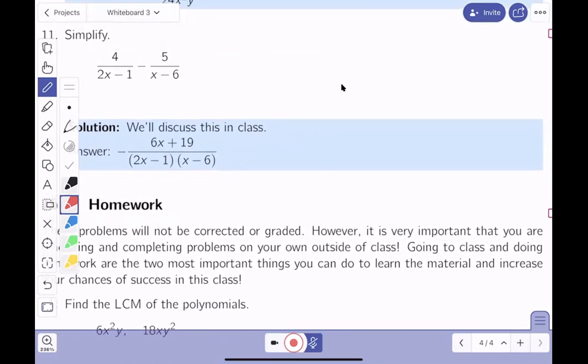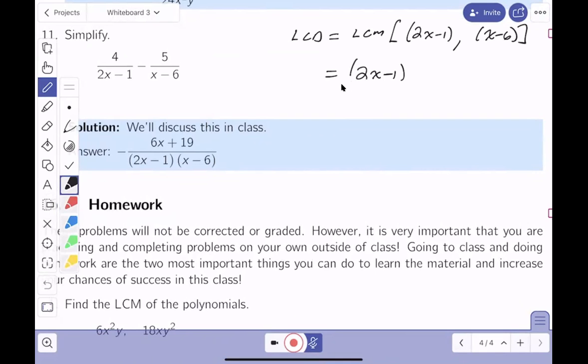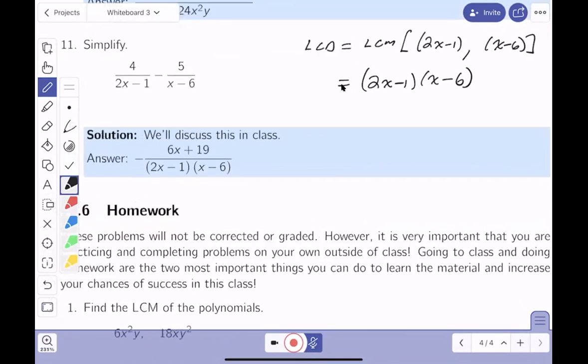All right, so let's put this down. We want the LCD. What's the LCD? The LCM of those denominators. The first denominator is just simply 2x minus 1. The next denominator is just simply x minus 6. Looks pretty simple. I'll write this down for you. The LCD would be, well, I see the factor 2x minus 1, and I see the factor x minus 6. All right, let's try it.